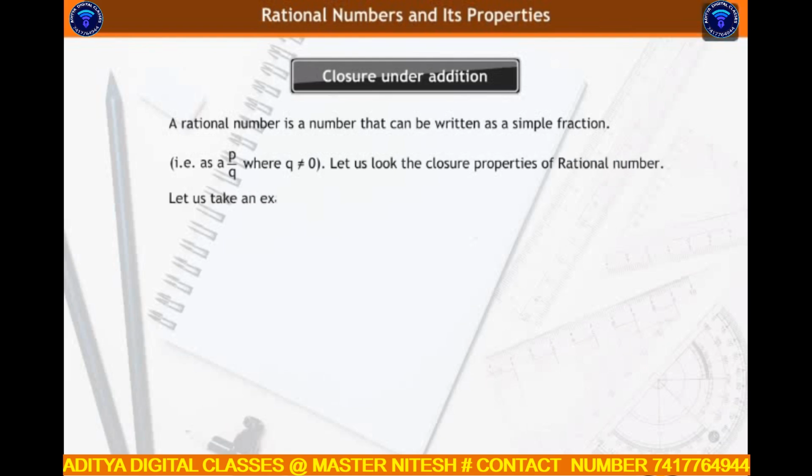Let us take an example of two rational numbers as a and b. Add both rational numbers. Is the result a rational number? Yes. On solving the equation, we get a rational number. Is this true for all rational numbers? Yes. Let us see more examples as given here.